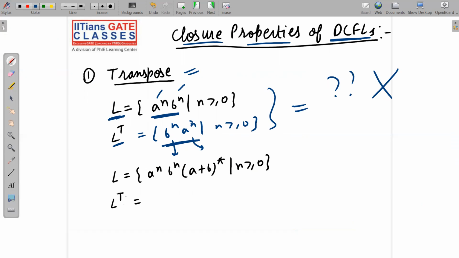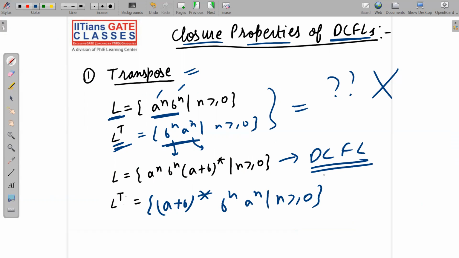No, because I have just shown you one example. If you want to show that in the transpose operation DCFLs are closed, then you have to show it for each and every DCFL, which is not at all possible. If you want to show that DCFLs are not closed under the transpose operation, then you just have to give one counter example. So let me say this. L is A power N, B power N, (A plus B) whole star. L transpose will be what? L transpose will be (A plus B) whole star, B power N, A power N, N greater than or equal to 0. Now see here, is this DCFL? 100% this will be DCFL.